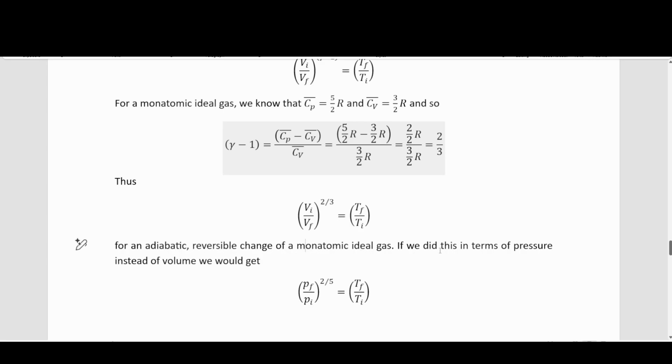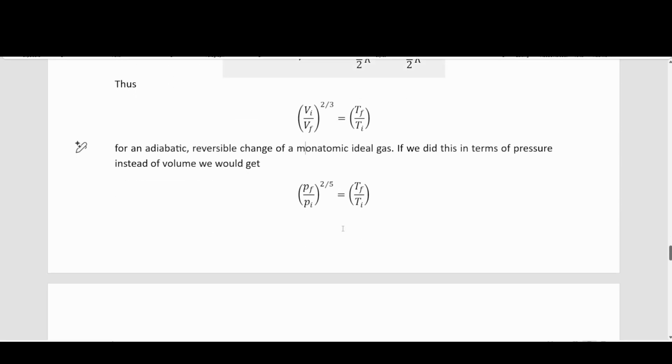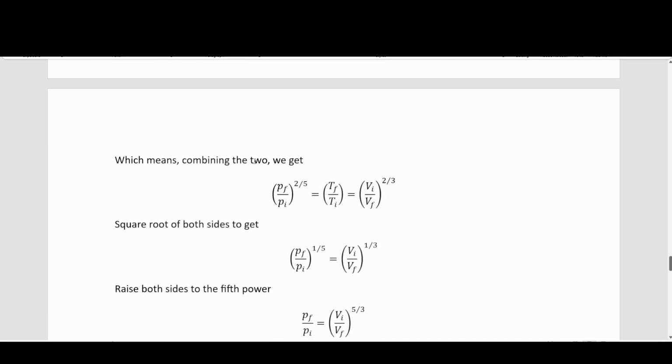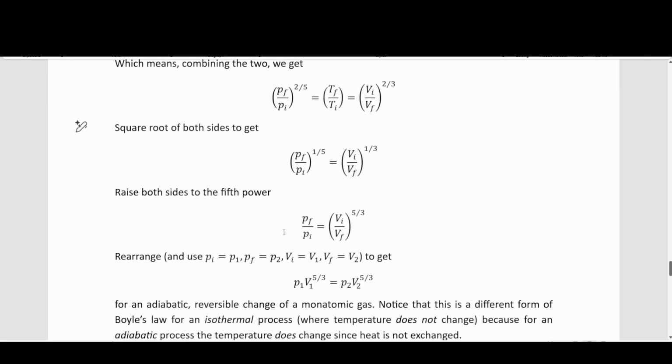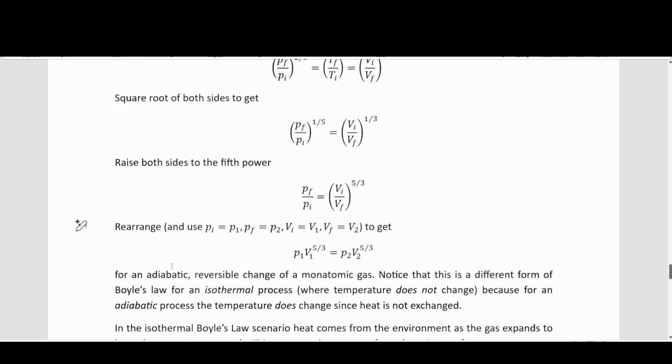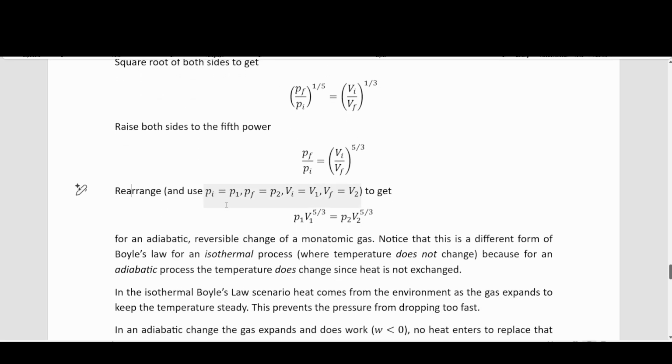If we did this for the pressure instead of volume, we would end up with this right here. So P_f over P_i to the 2/5 power equals T_f over T_i, which means we can combine the two like this because they are both equal to the T_f over T_i. We can then do a little bit of rearranging, and we end up with P_f over P_i equals V_i over V_f to the 5/3 power. We rearrange, do a little bit of index changing, and what we end up with is P_1 V_1 to the 5/3 power equals P_2 times V_2 to the 5/3 power for an adiabatic reversible change of a monatomic gas.